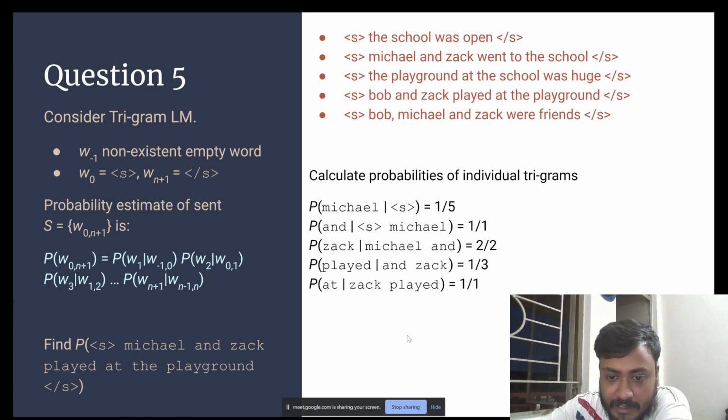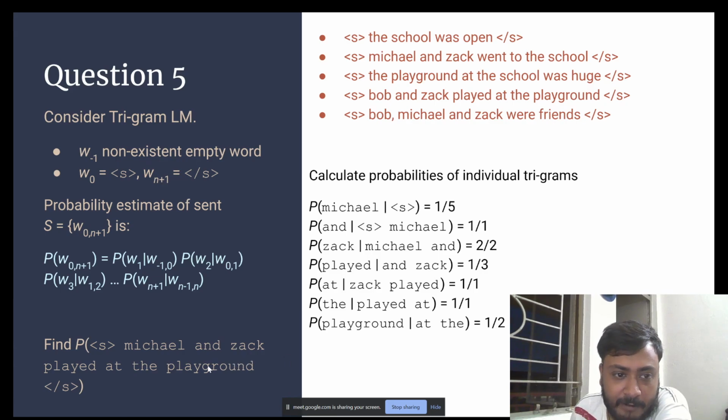We do the other ones in the same way. Alright. And how far will we go? We will go up to end of sentence given the playground.